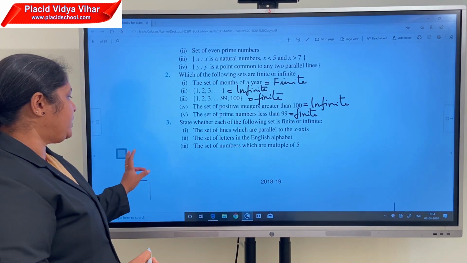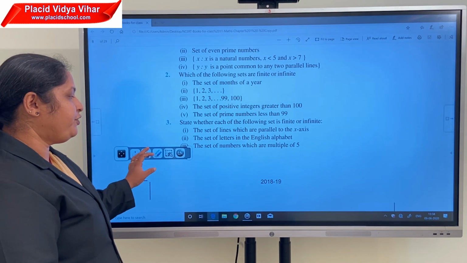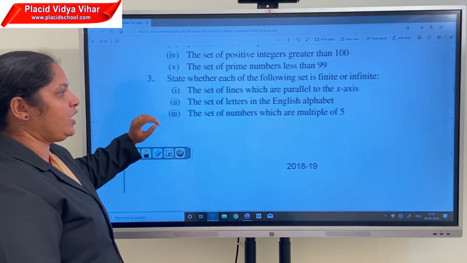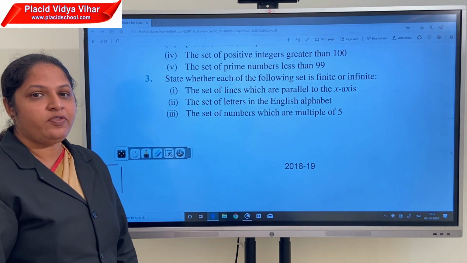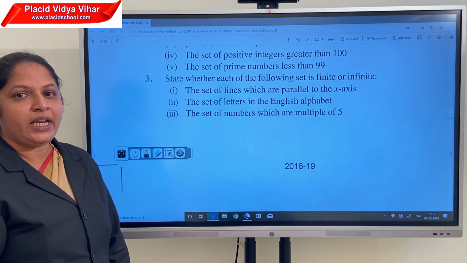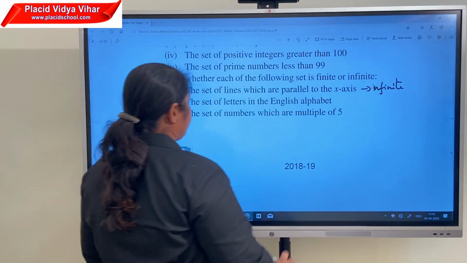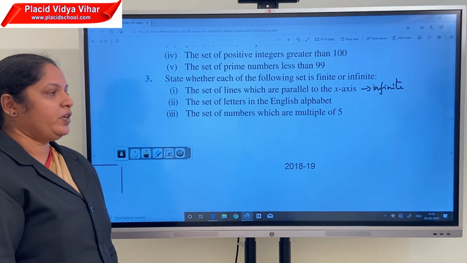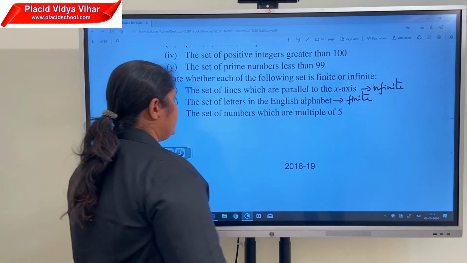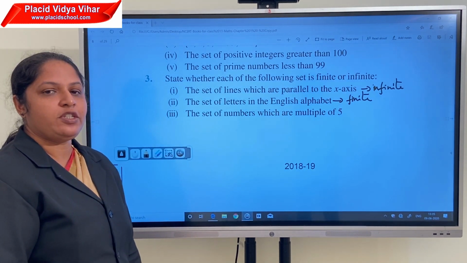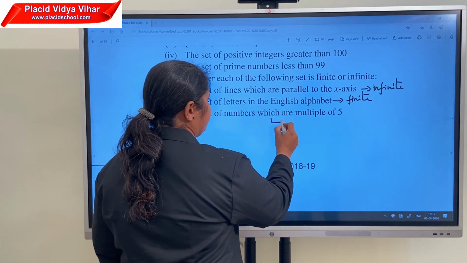Then, moving on to question number 3. State whether, again, each of the following sets is finite or infinite. The set of lines which are parallel to the x-axis. We can draw infinitely many lines parallel to the x-axis. Therefore, it is infinite. Next, the set of letters in the English alphabet. It's 26, hence it is finite. The set of numbers which are multiples of 5. You have infinitely many numbers which are multiples of 5, hence it is infinite.